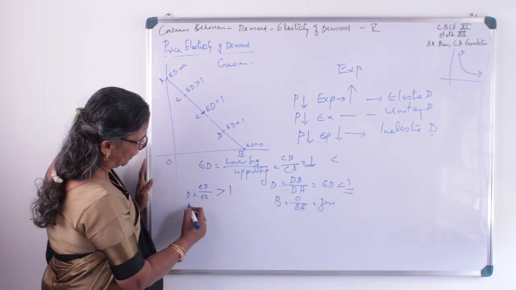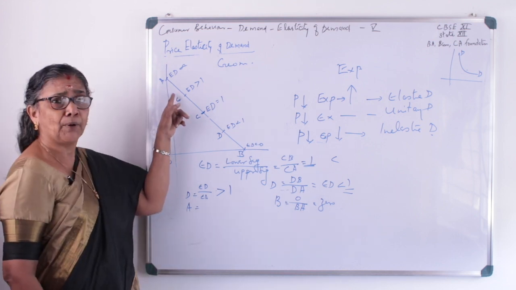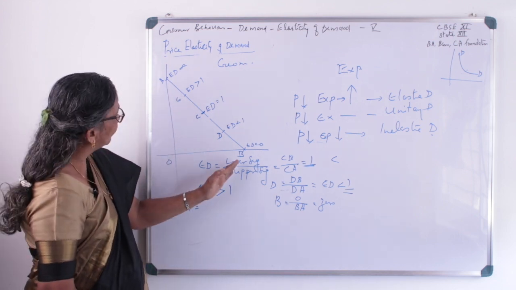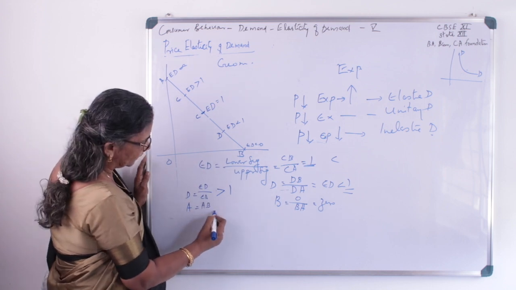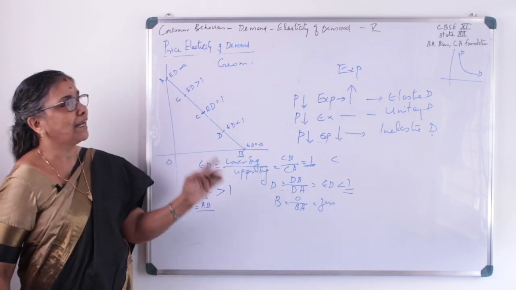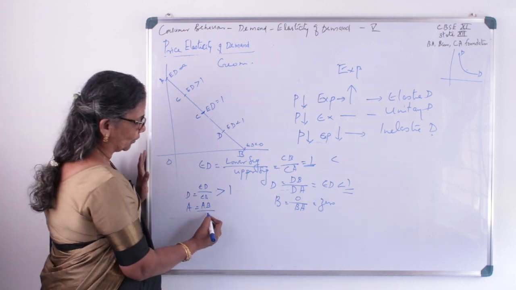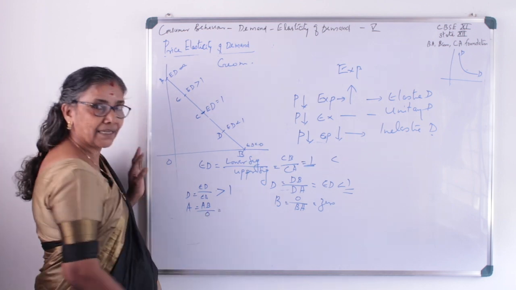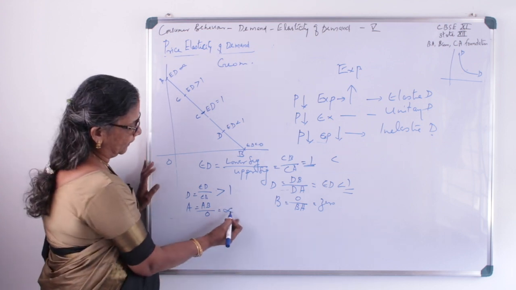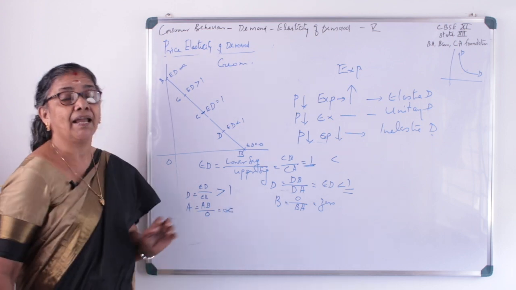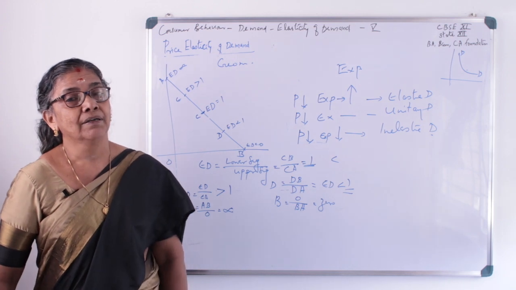Then at point A, the lower segment is AB, and at A the upper segment is 0. Anything divided by 0, the answer will be infinite. So this is the way how you have to measure elasticity of demand.